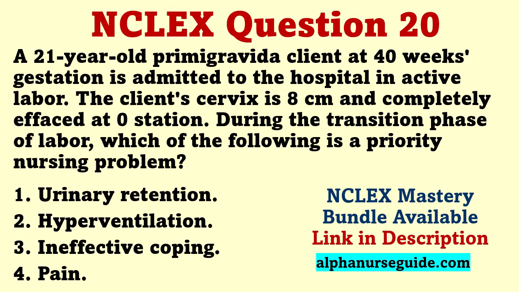A 21-year-old primigravida client at 40 weeks gestation is admitted to the hospital in active labor. The client's cervix is 8 centimeters and completely effaced at 0 station. During the transition phase of labor, which of the following is a priority nursing problem? 1. Urinary retention. 2. Hyperventilation. 3. Ineffective coping. 4. Pain.